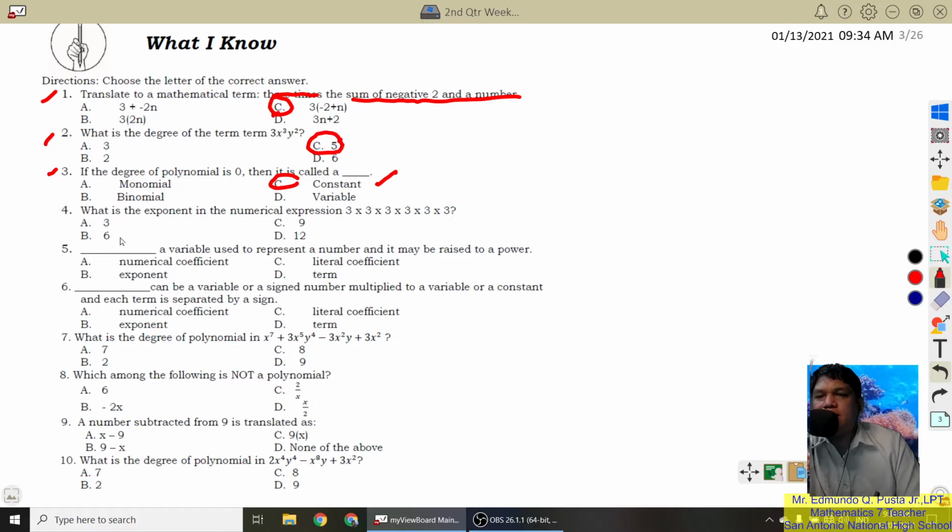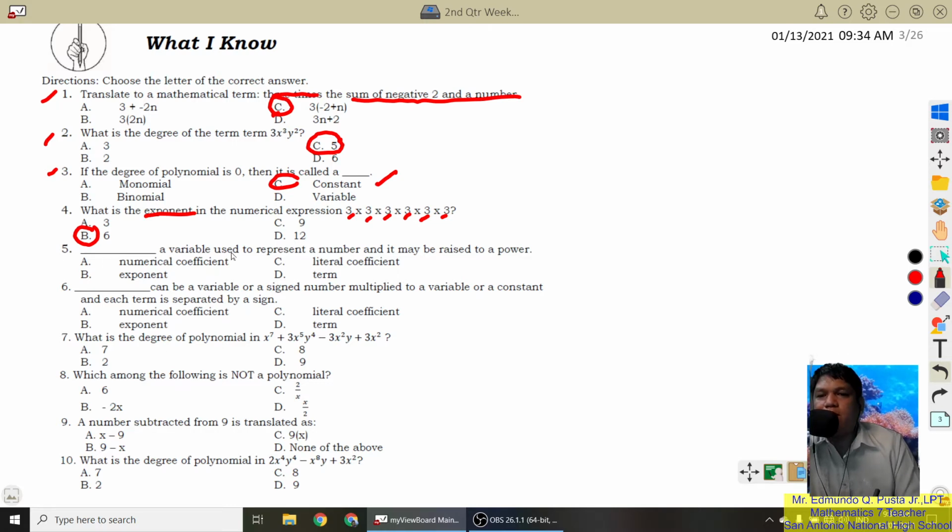A 3, B 6, C 9, D 12. What do you think? Okay, so we're talking about the exponent. The exponent will be 1, 2, 3, 4, 5, 6. So you're going to multiply the base 3 6 times. This is letter B.